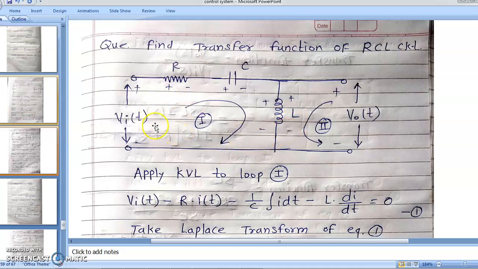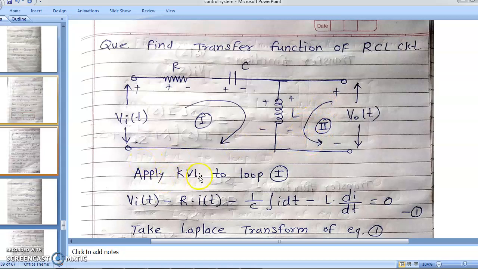function of the given circuit. We can see here V_i(t) is the input voltage applied to the circuit. V_out(t) is the output voltage measured across the inductor, and we can see the components: resistor, capacitor, inductor. This is loop 1 and this is loop 2.